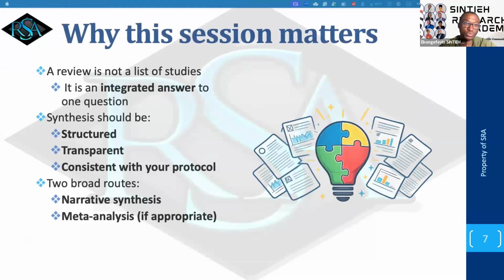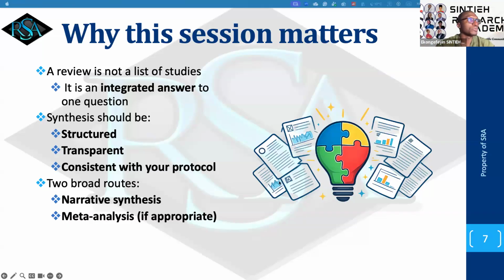So why is this session important? Afai, can you tell me why synthesis is important in a systematic review? I'll take it that Afai cannot hear me.